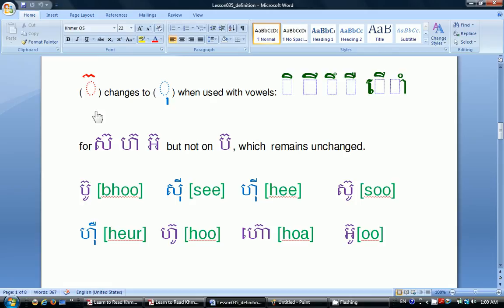Once again, Trai Sap changes to this symbol when used or combined with these vowels on these three consonants: so, ho, and or, but not on bo, which remains unchanged. Okay, so for this section, let's practice reading these words by saying the original consonant, the word Trai Sap, the sound of the new consonant, the sound of the vowel, and then the word.